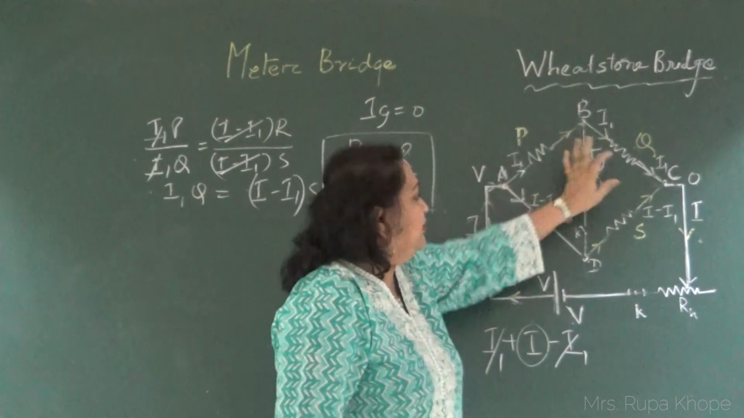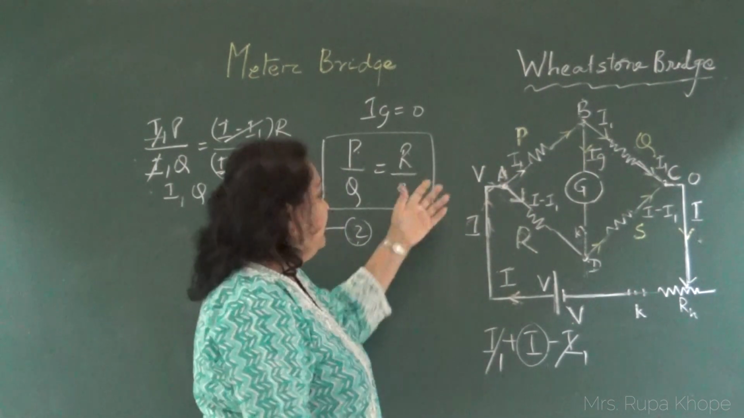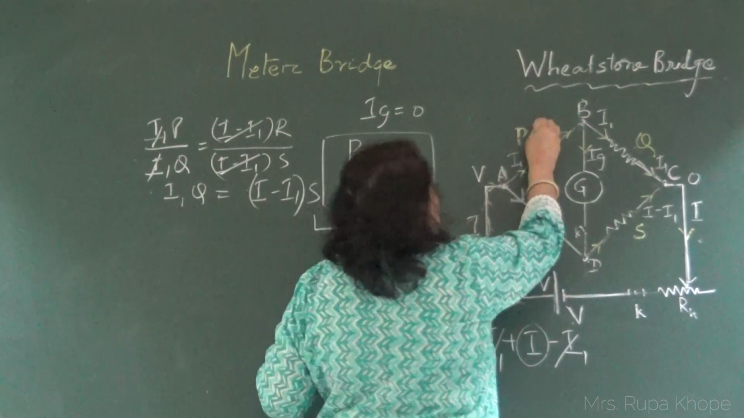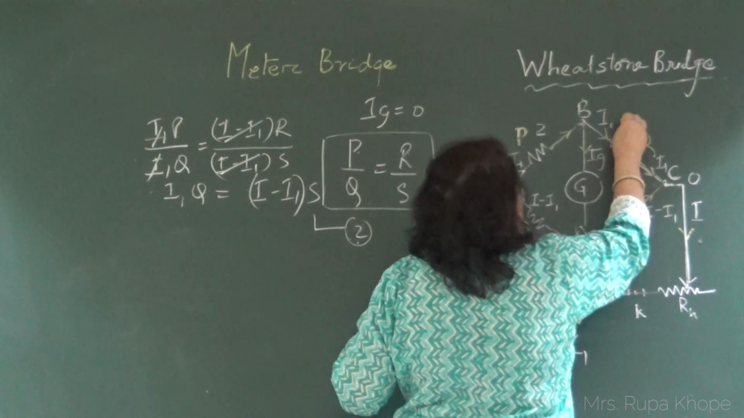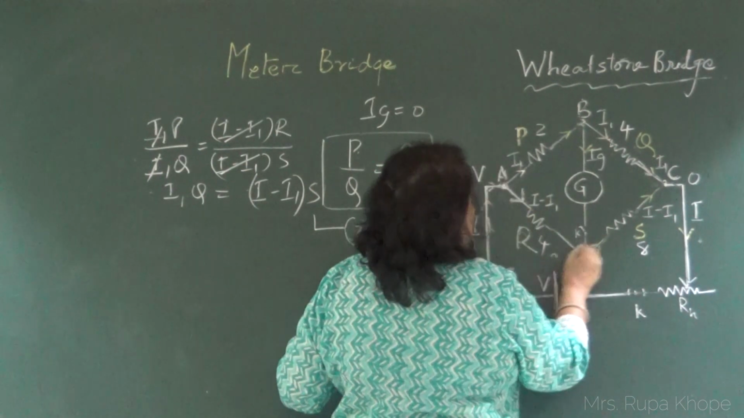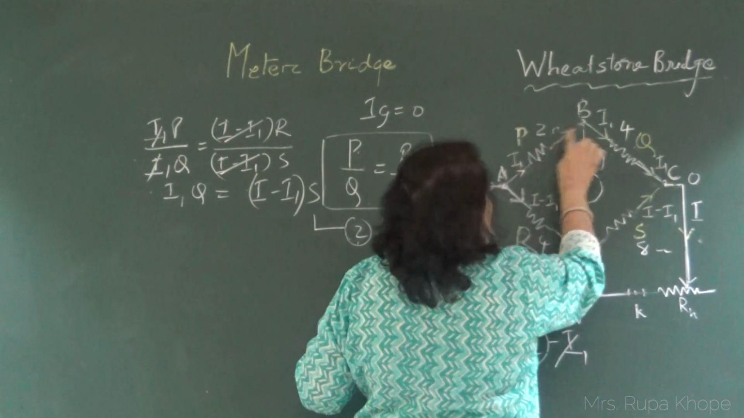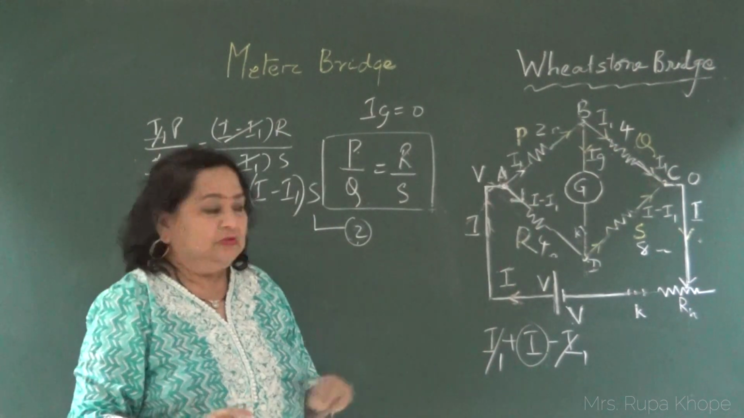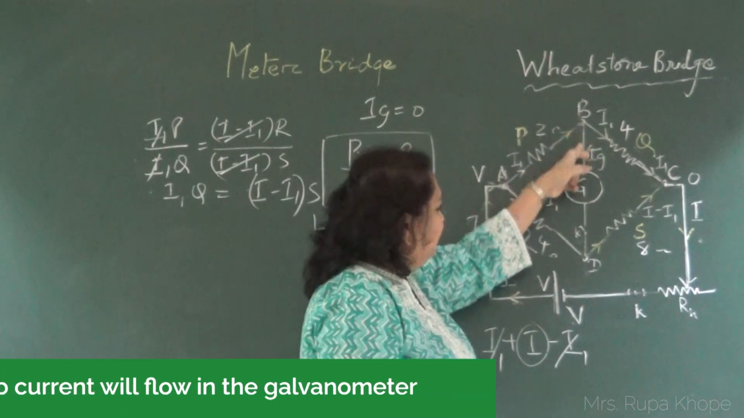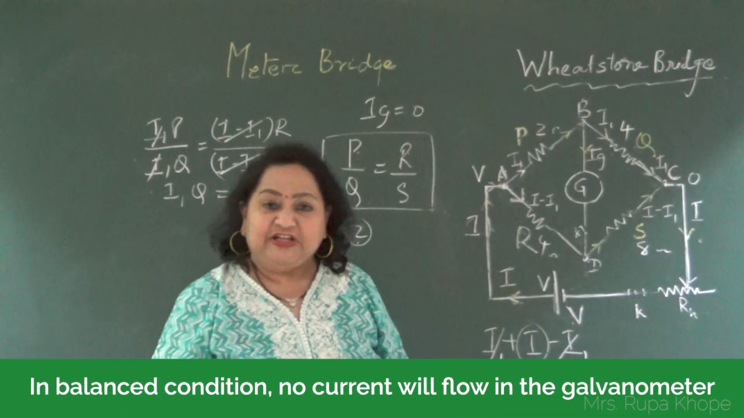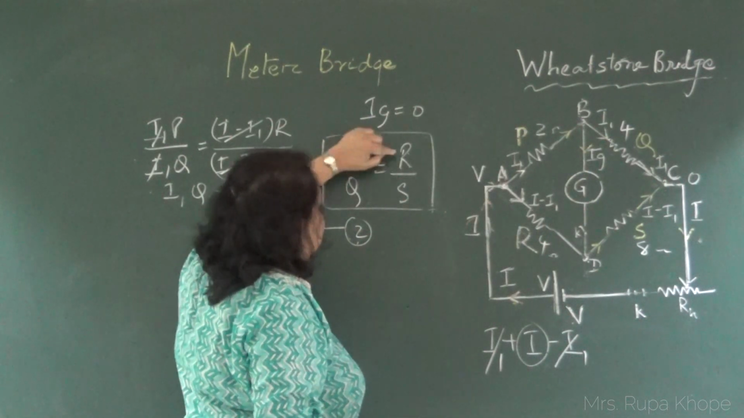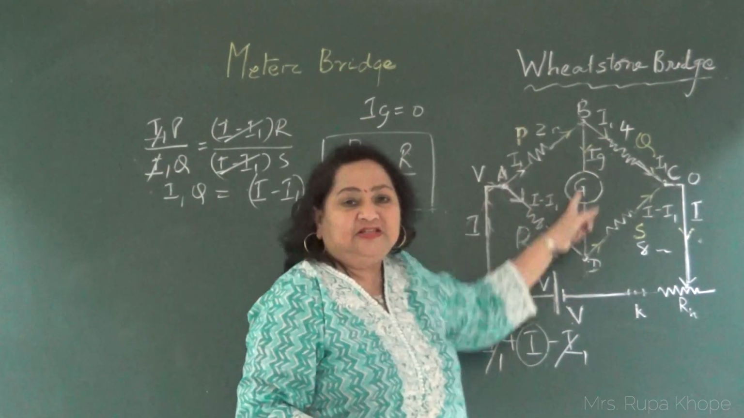So for example, if P upon Q is equal to R upon S, let's take an example. Suppose this is 2 ohms, this is 4, this is 4 and this is 8. Now let us consider this example. 2 upon 4 is 1 by 2. 4 upon 8 is 1 by 2. Therefore, nothing will flow in the galvanometer. We have reached a balanced condition. Vice versa, if P upon Q is equal to R upon S, it proves that Ig is 0.